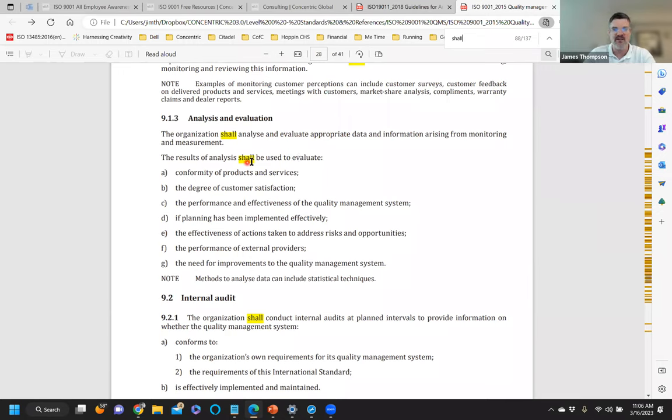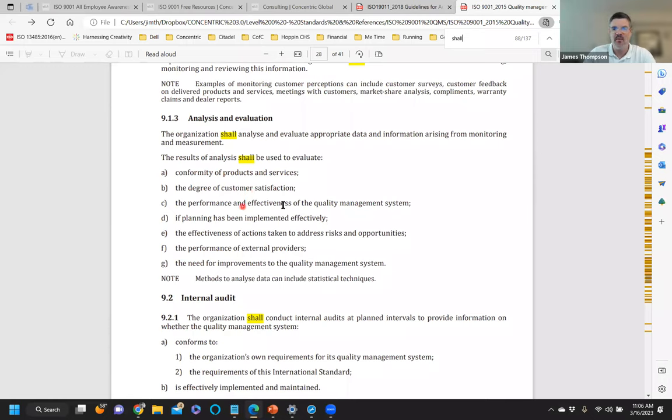The results of analysis shall be evaluated. A lot of times people will have data, but they won't evaluate it. So evaluate the conformity. For example, what percentage is good versus bad, or right the first time, or how many five stars did we get? The degree of customer satisfaction. What's the average customer satisfaction?